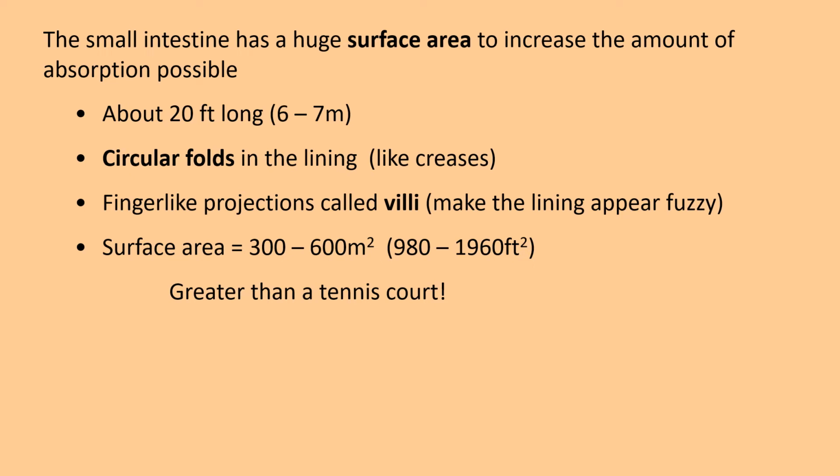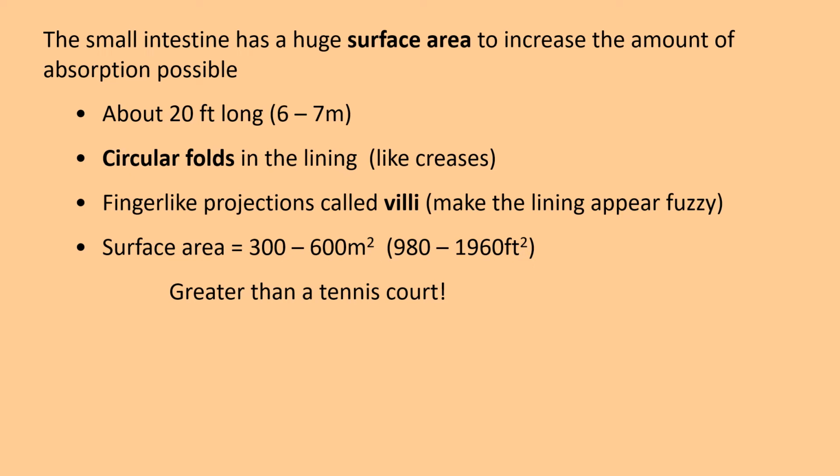And so the small intestine has a whole bunch of anatomical features to increase the surface area of the lining of the small intestine. So first of all, your small intestine is very long, right? The longer the small intestine, the greater the opportunity for digestion and absorption. So your small intestine is about 20 feet long. And then internally, the lining has these big folds in it, and those are called circular folds.